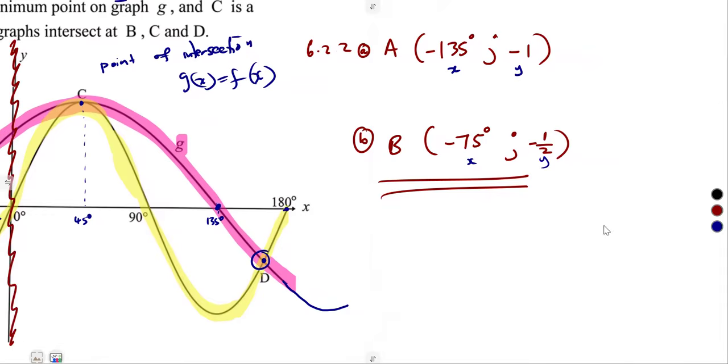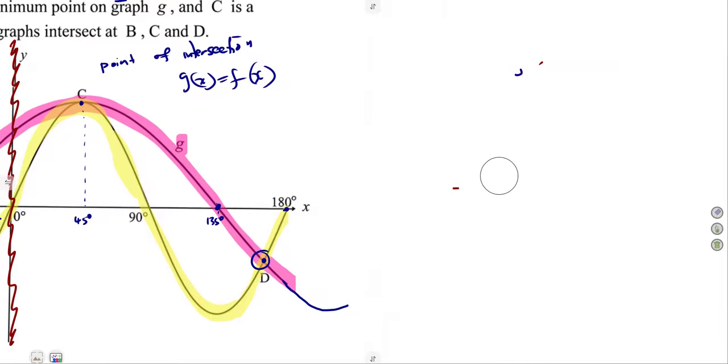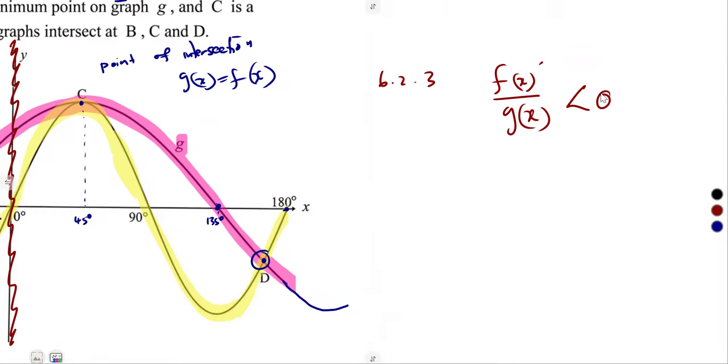The y-axis is our limit. From 0 going this side, where is it that we are going to have that condition that we are given in the interval from 0 to 180? What will be the condition that f of x over g of x must be less than 0?